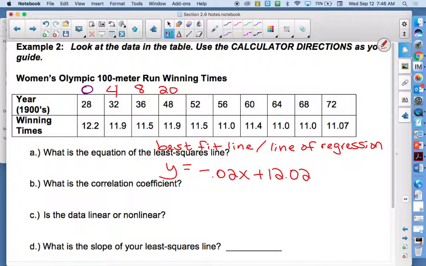12.02. Nice job. So this one didn't specify, but you will be asked to use 2 decimal places. So make sure you're using 2 decimal places. That just means 2 numbers after the decimal. So negative 0.02 and then plus 12.02.